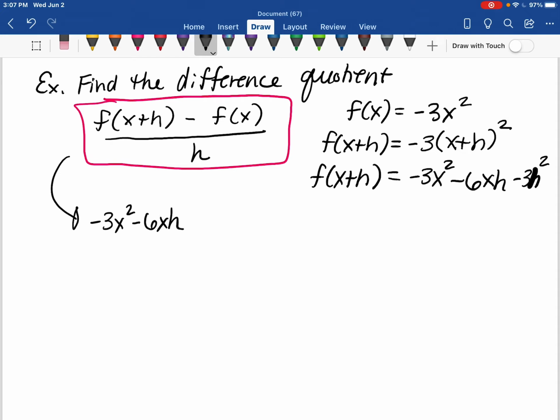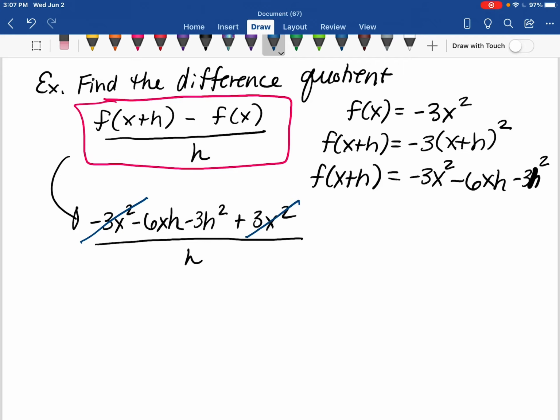So down here, I'm going to replace f of x plus h with negative 3x squared minus 6xh minus 3h squared, and then I'm going to subtract f of x. Since f of x is negative 3x squared, when I subtract a negative 3x squared, that becomes a positive 3x squared, and that's all over h.